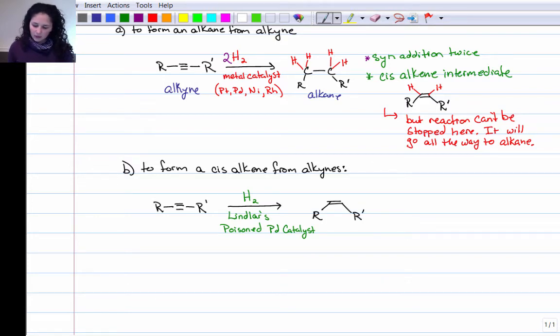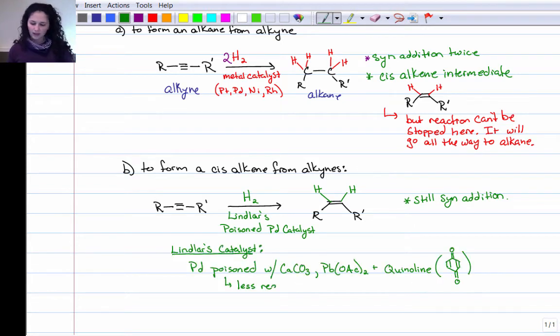It's still a syn addition, and the mechanism would look very similar to what you're used to for any hydrogenation reaction. I just want to give you a few details about Lindlar's poisoned palladium catalyst. So Lindlar's catalyst is simply palladium poisoned with calcium carbonate, lead acetate, and quinoline. And these things make the palladium catalyst less reactive. What this means is that it will only hydrogenate alkynes.